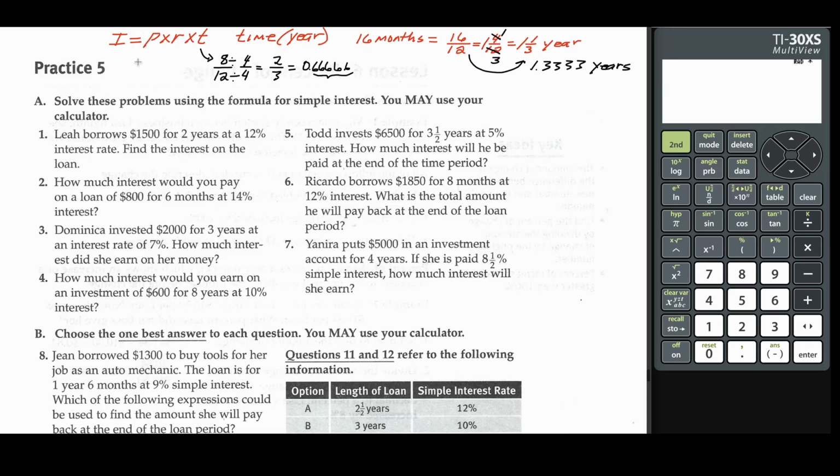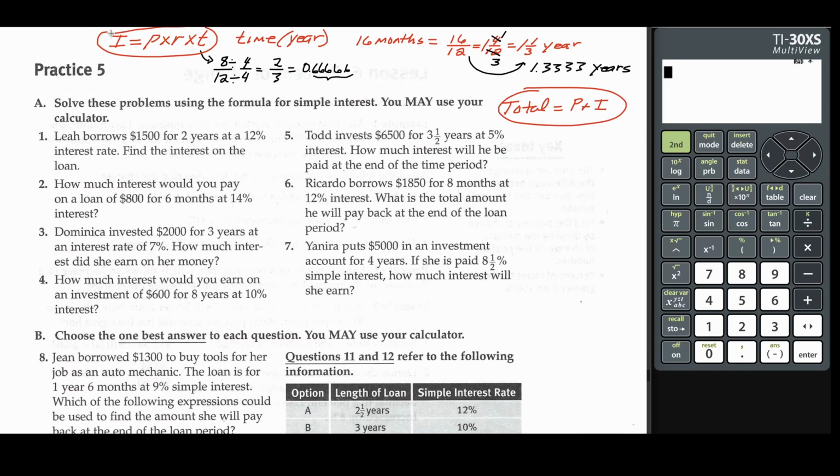Now, another issue is if there is a problem that asks for the total amount instead of the interest. When they ask for the total amount, you should use this formula: total equals the principal, the amount that you borrow or amount that you invest, added to the interest. So that should give you the total amount. There will be times when we will be using this formula right here, and there will be times when we use this formula right here.